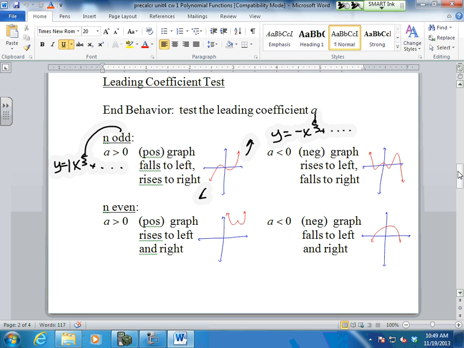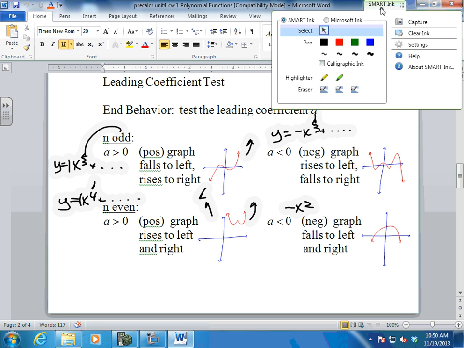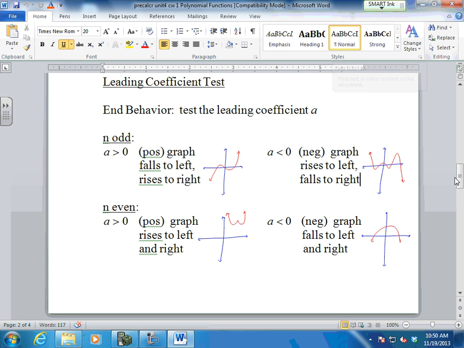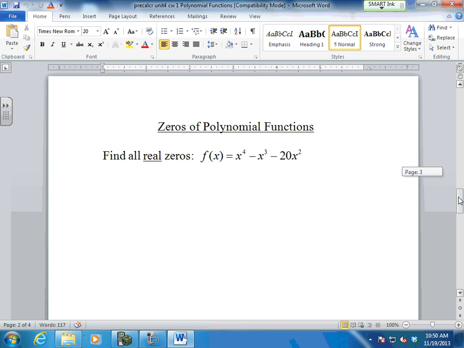If it's even, and this looks like an x to the fourth one, plus something or other, that's even. If a is positive, both will go up. If a is negative, both will go down. And that part you pretty much know, right? Okay, and we're going to see more of these. Remember, a lot of these you're going to do without your calculator at first.